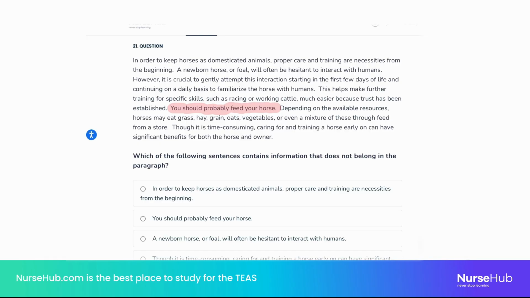Let's put a question mark next to that one, because that one continues on about, it's no longer about training, but it does sound like the rest of it. Though it is time-consuming, caring for and training a horse early on can have a significant benefit for both the horse and the owner. So now we're back to training. We're in good shape. So we're really looking at, you should probably feed your horse, and any of these about feed. Now, here's the interesting thing about the TEAS and about this question.